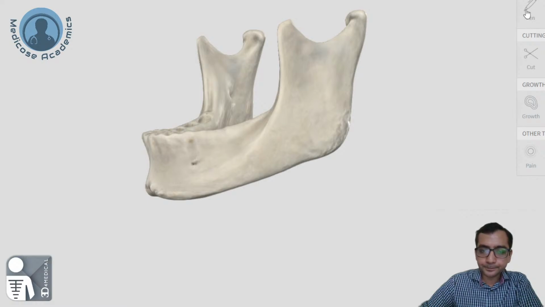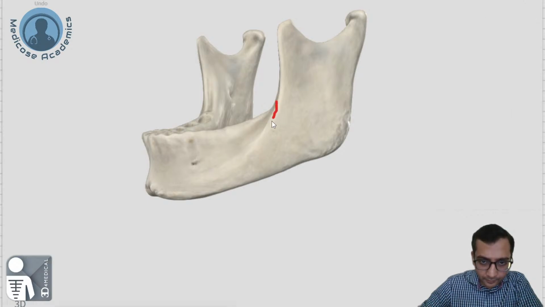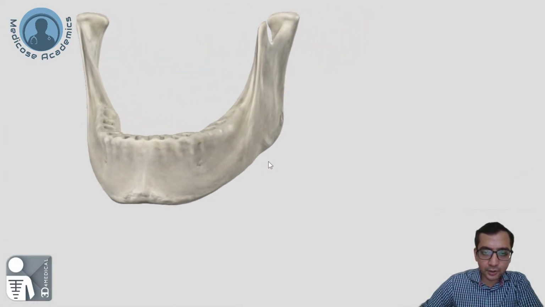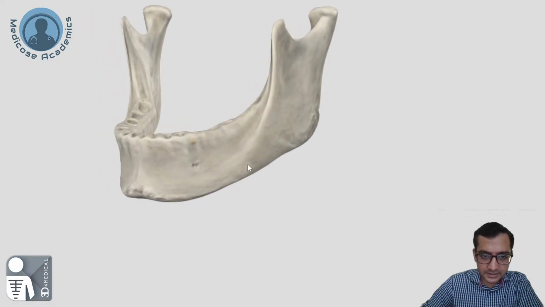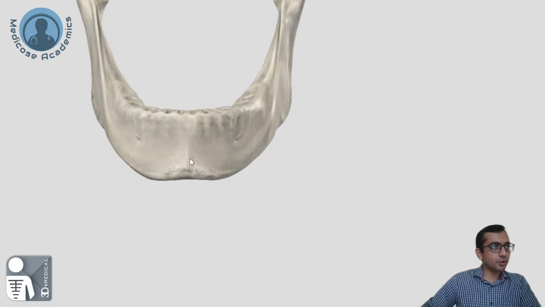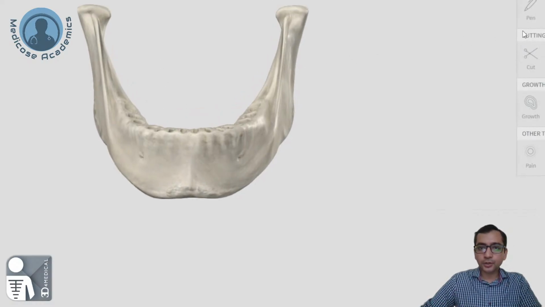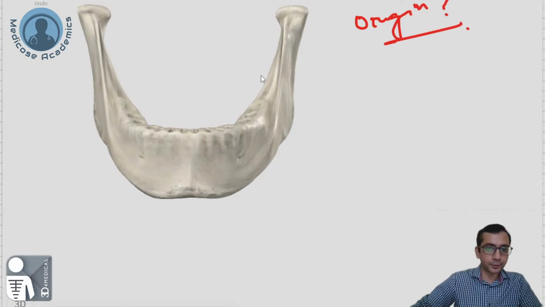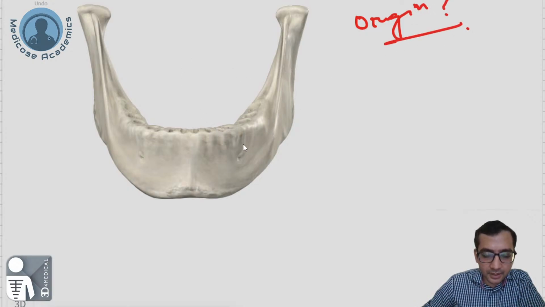And then there is an interesting thing that is seen right here. This is the oblique line. This particular line is the oblique line. It is basically the continuation of the anterior border of the ramus. If you see the mandible from the front, do you remember the origin of the mandible? The origin, you can mention in the comments. What is the origin of the mandible? I'm leaving it for you.